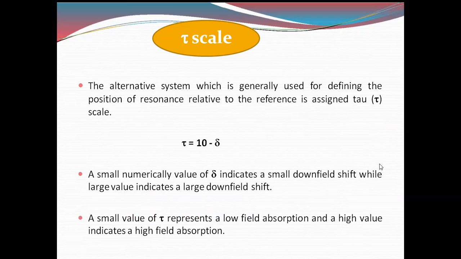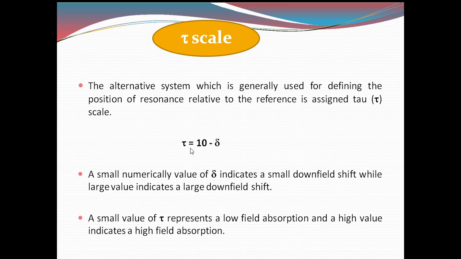Next, the alternate system. Along with the chemical shift, we have another alternate system which is used to find out the resonance of a particular compound relative to the reference. That is called tau. The small numerical value of tau indicates a small downfield, while a large value indicates a large downfield. There is a relation between the chemical shift and tau. So tau is equal to 10 minus delta. This 10 minus delta gives the original value of tau.